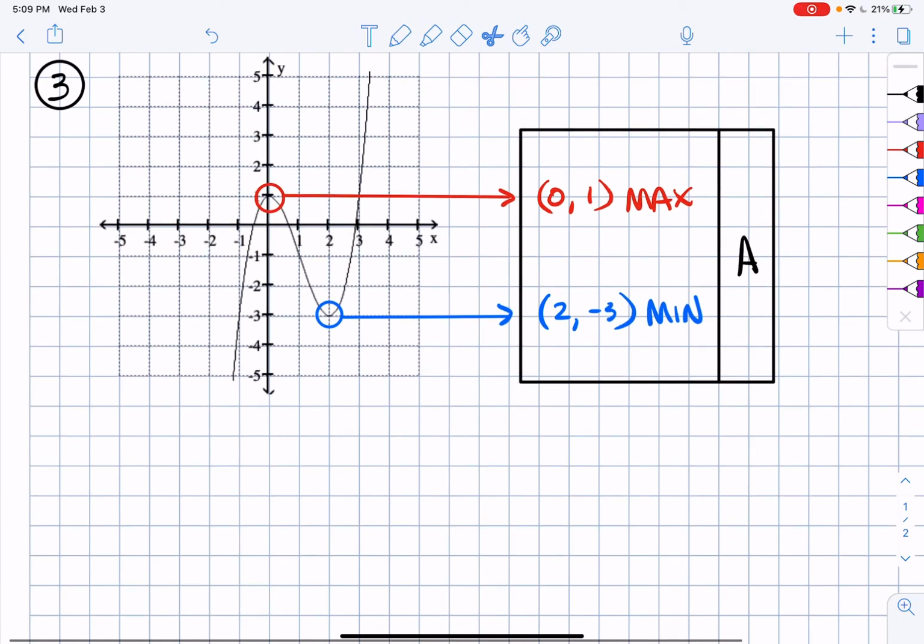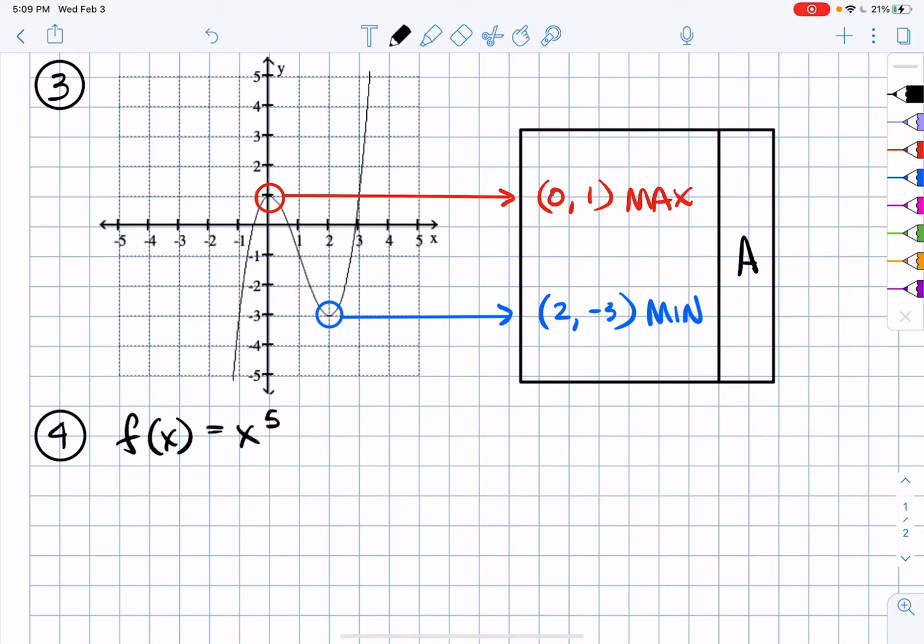All right, on to number 4. It's asking if it's odd, even, or neither. So it's giving me f of x is equal to x to the 5th minus x to the 4th. Let me write that better, actually. So it says f of x is equal to x to the 5th minus x to the 4th.